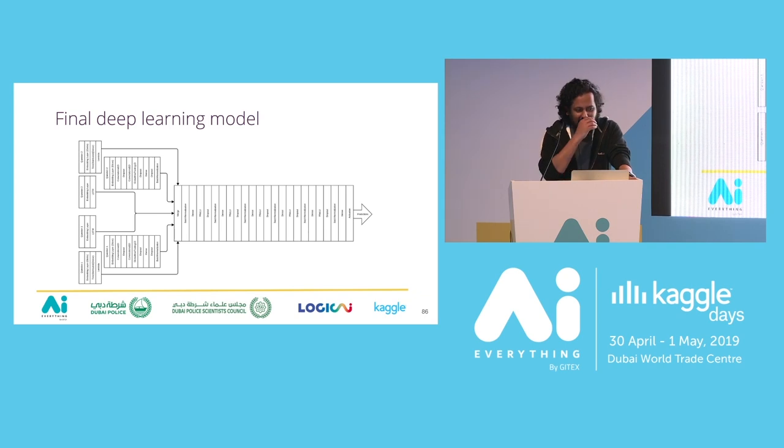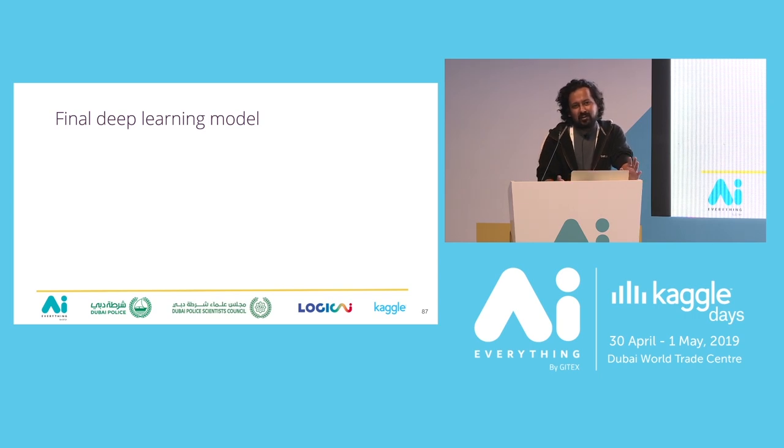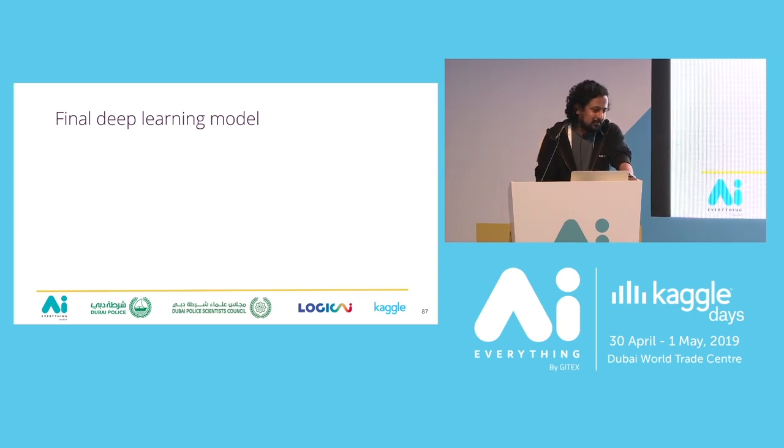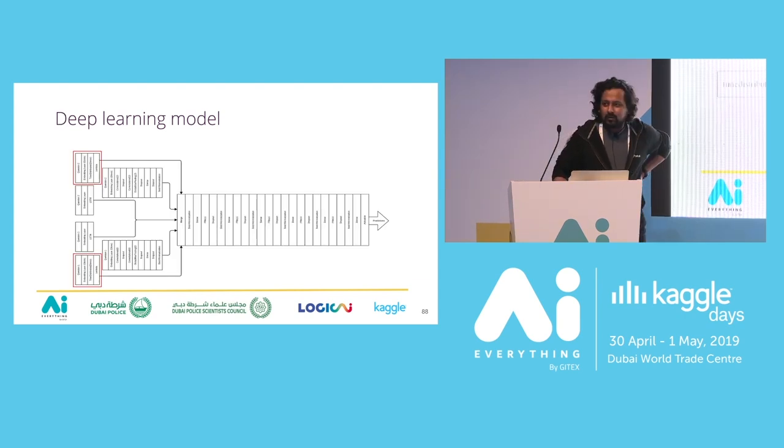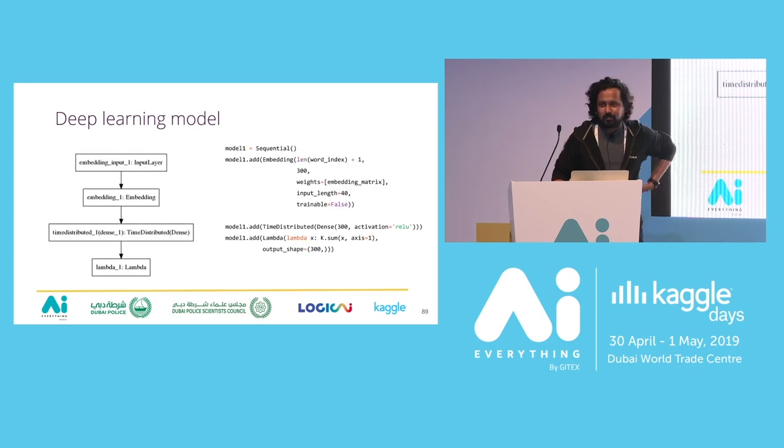So this is how the final deep learning model looked. I had a meme slide here which said it's huge. So let's break it into different parts. The first part is the first model, and it has an embedding layer, a time distributed dense layer, and a lambda layer. And this is how the model looks.